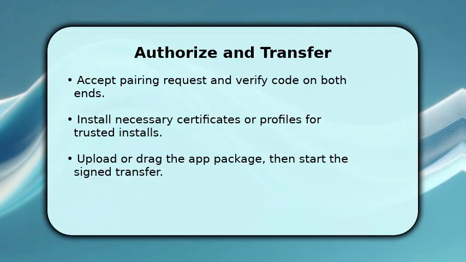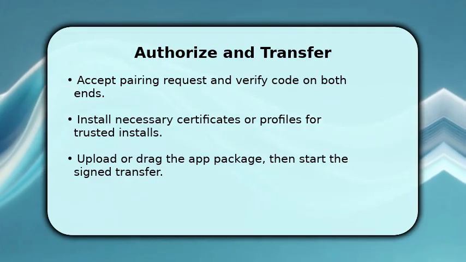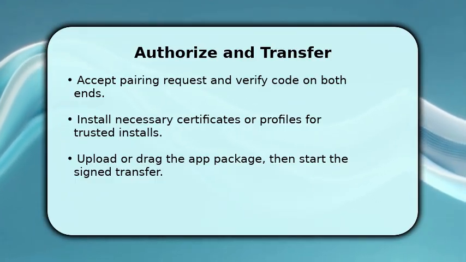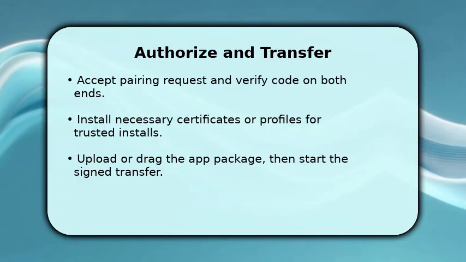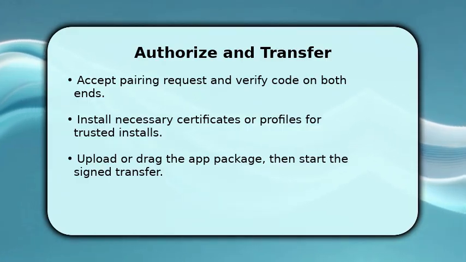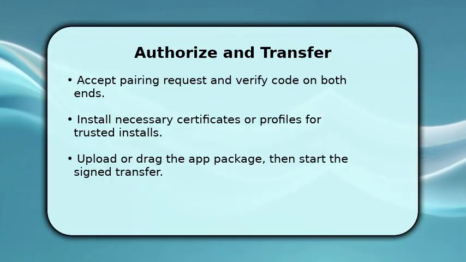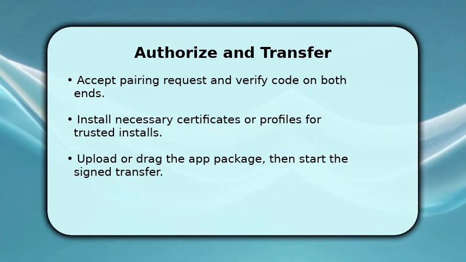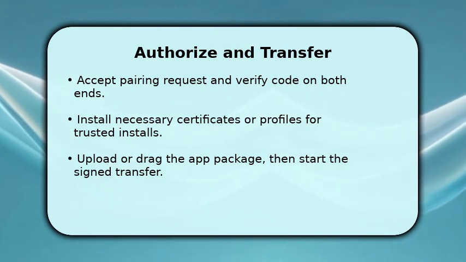Then install any required certificates or provisioning profiles that Appdb needs for signed installs. This authorizes trusted application deployment. After that, drag the app package into the Appdb client, select the target device, and begin the sign transfer. Make sure to watch permission prompts on the device, and grant storage or install rights when requested.